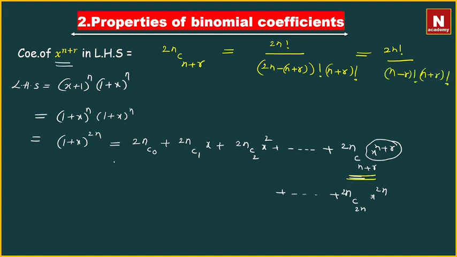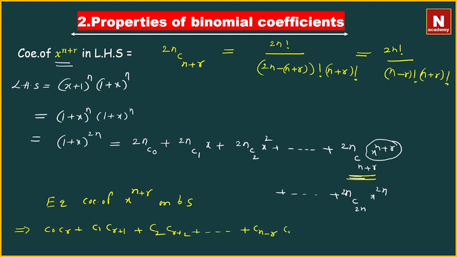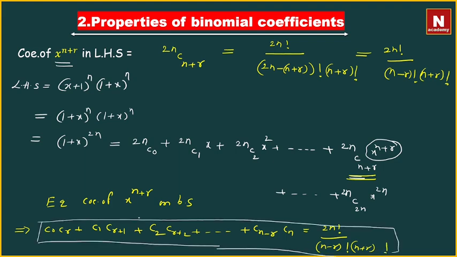So now, equating the coefficient of x power n plus r in the LHS and RHS. Equate the coefficient of x power n plus r on both sides, we get C0 Cr plus C1 Cr plus 1 plus C2 Cr plus 2, and so on, Cn minus r Cn equals, what is the coefficient of x power n plus r in the LHS? 2n factorial by (n minus r) factorial into (n plus r) factorial. This is property number 8.